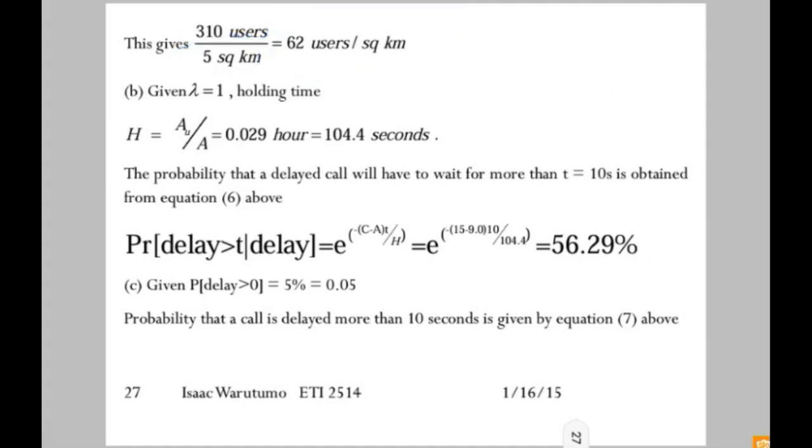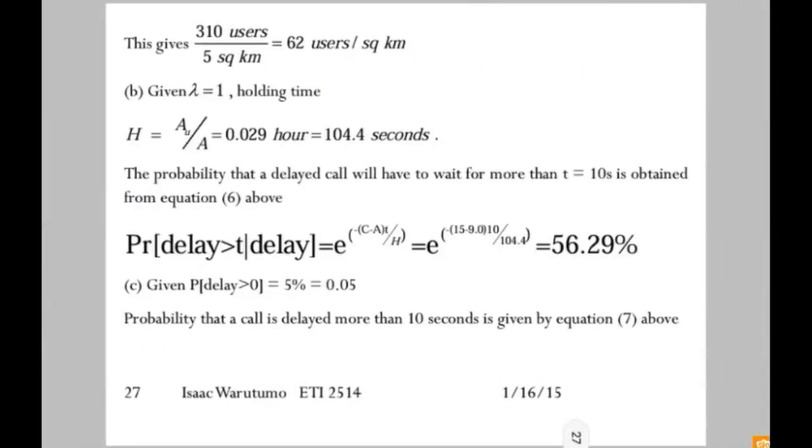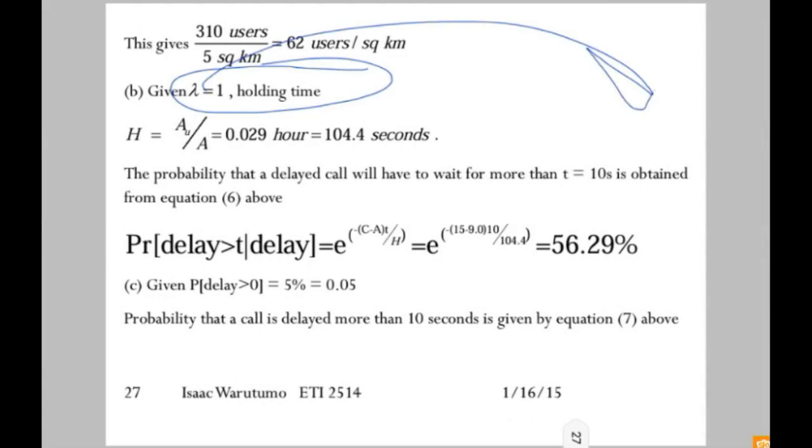The other question is asking what? It's asking what is the probability that a call will be delayed for more than 10 seconds. We are told that the GOS is for a delayed call, but now we want for more than 10 seconds. Let's see how we do that. We are given that the call arrival rate is 1. But the call holding time is the one that we need to calculate.